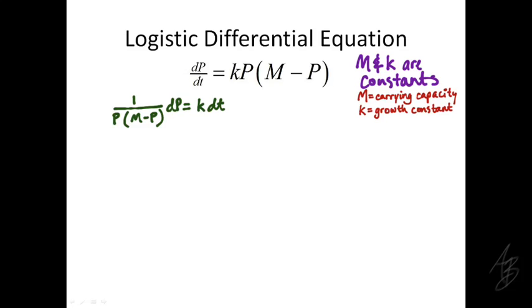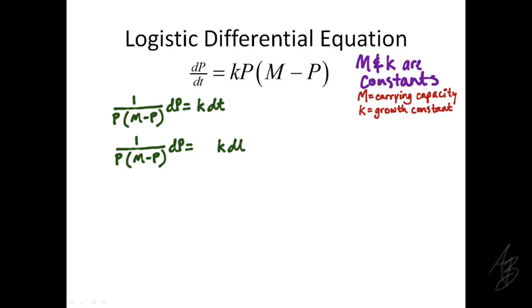Since this is a growth with respect to time, that's why we have the differential dt here, and so at some point we should have a t involved in our equation. So separating the variables, we end up with 1 over p times the quantity m minus p times dp is equal to our growth constant k times dt.